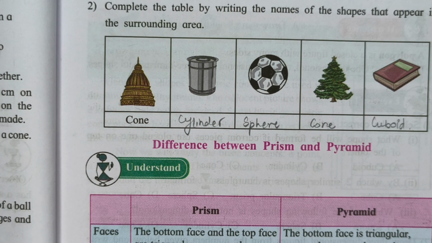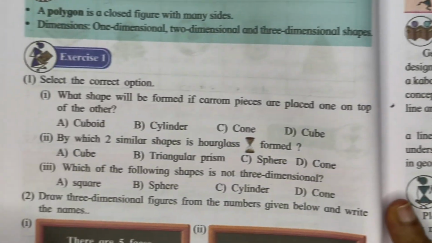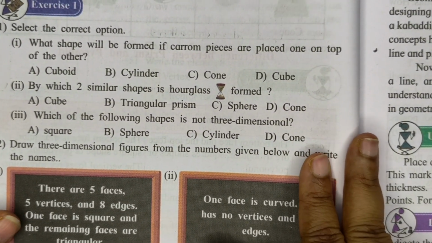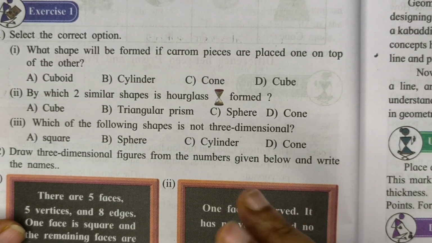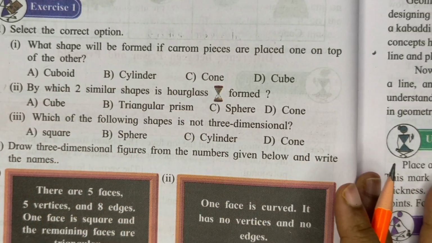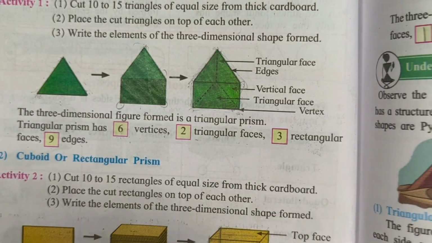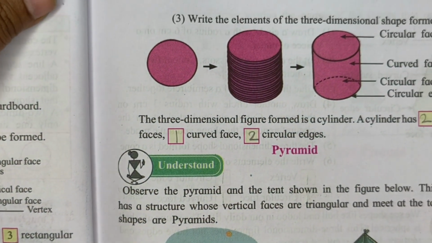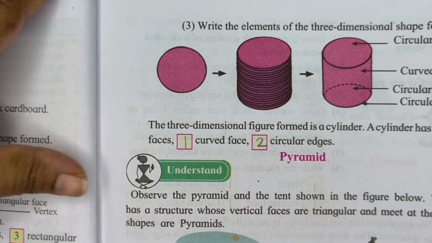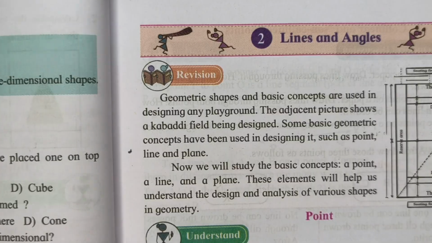So here we have finished practice set 1.1. Now see the next one, exercise 1. Select the correct option. What shape will be formed if carom pieces are placed one on top of the other? In the example I showed you, just imagine that these are carom pieces, and if they are kept one on top of the other, what do they form? They form a cylinder. Understood?